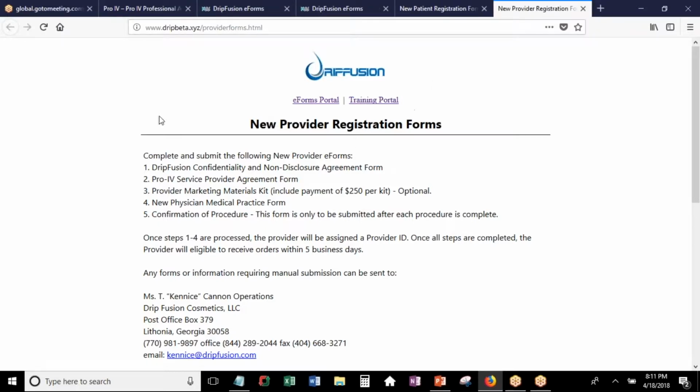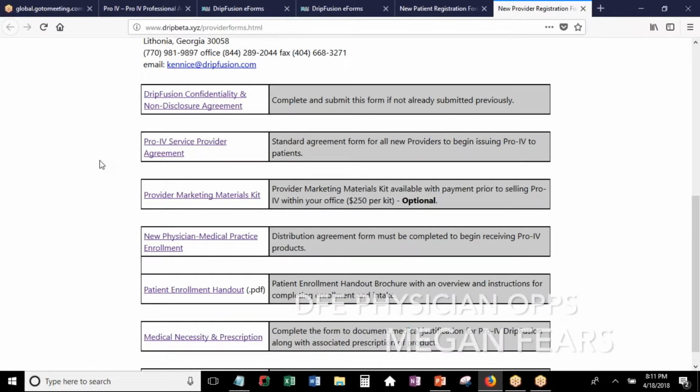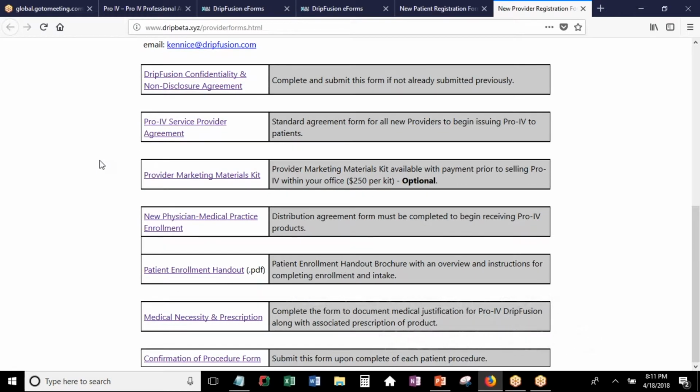And then here we're going to have the forms. It's going to show you what's available. So you don't really have to worry about the first two. Those are already handled for most of you. The provider marketing kit is something that's optional. You can take a look at that at a later time. It just tells you some additional marketing that we can provide you if you're interested in making your office all ProIV or even a section of it. And we can click on that real briefly and just show you what it is.